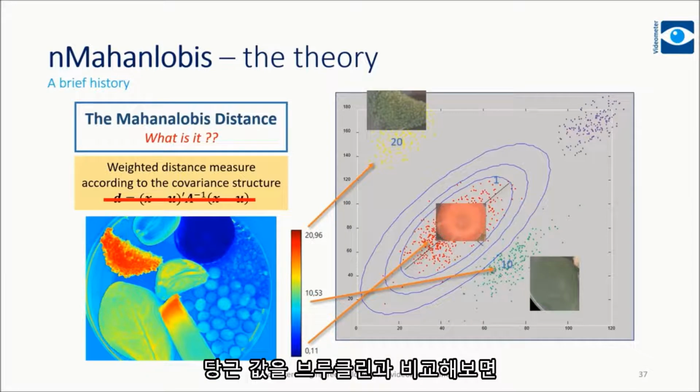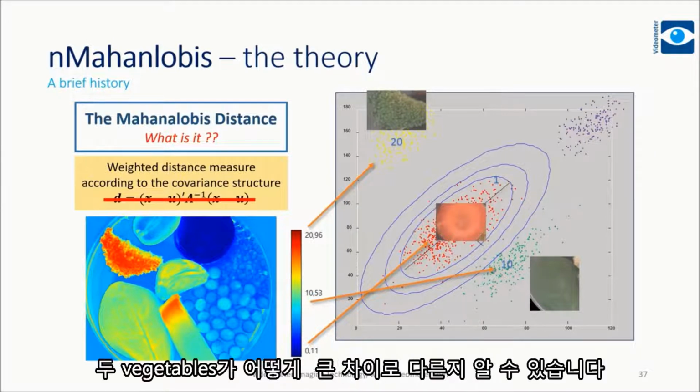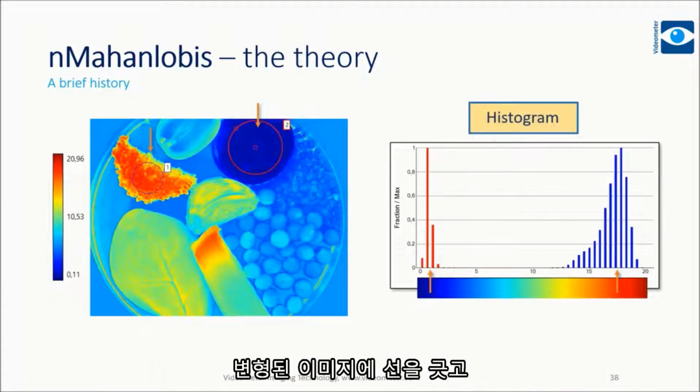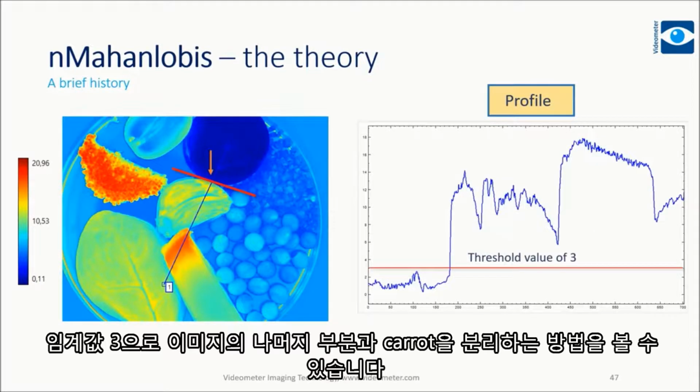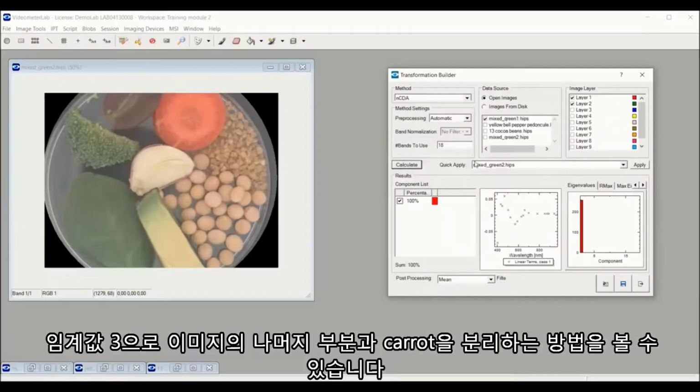If you plot the carrot values compared to the broccoli in the histogram, you will see how the two vegetables are different from each other by a large margin. If you then draw a line through the transformed image and plot a profile, you will see how it is possible to separate the carrot from the rest of the image with a threshold value of 3.